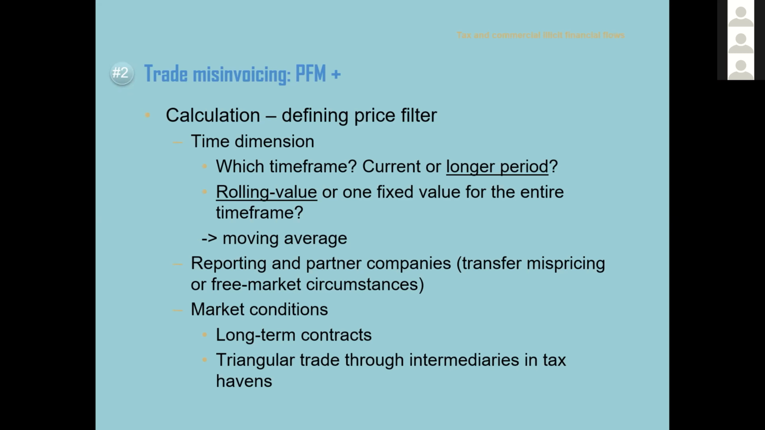Next point is reporting and partner companies. Whenever possible, if we have the option, we should be observing transactions both for reporting and partner companies, specifically in terms of determining whether this mispricing refers to free market circumstances, or is this the phenomenon of transfer mispricing. So whether we're looking at aggressive tax avoidance or at trade misinvoicing. If we have those data available, it would be advisable to see what our trading partners, as companies, as units, in fact are.